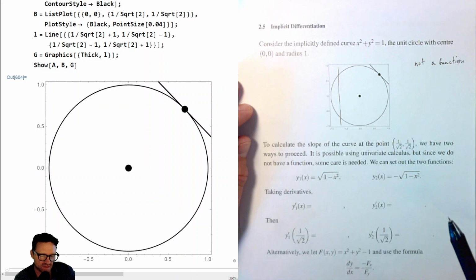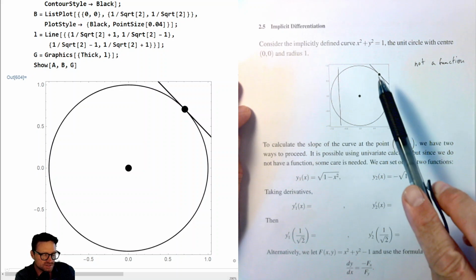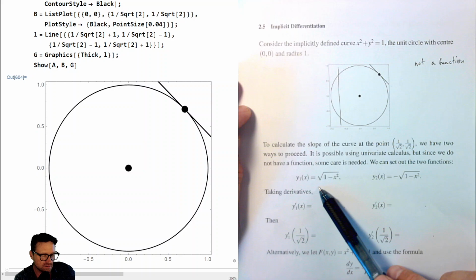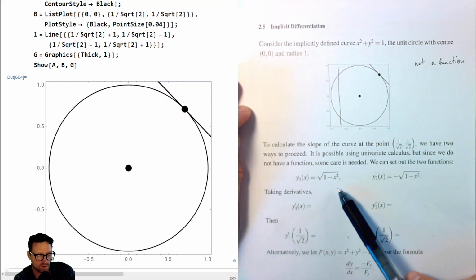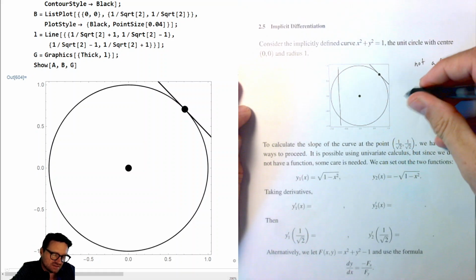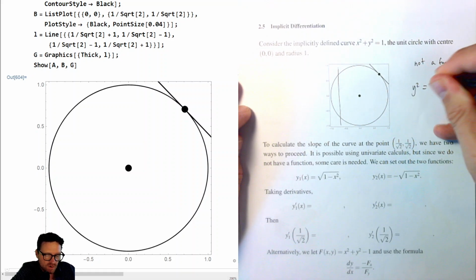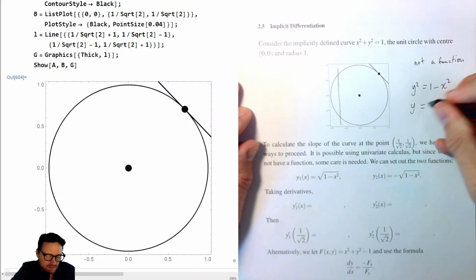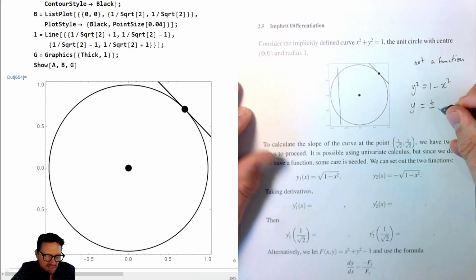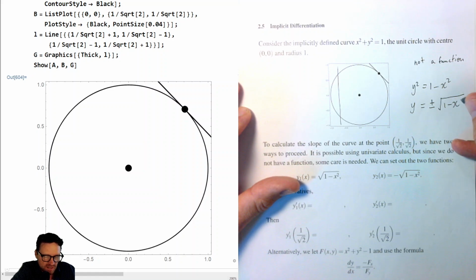One way to do that is apply d on dx throughout the equation and use the chain rule. Another way to do this would be to solve this function for y, but you get two answers. You get plus or minus the square root of 1 minus x squared. So in other words, you take this and you write y squared is 1 minus x squared. Then you take square roots. So you get plus or minus the square root of 1 minus x squared.